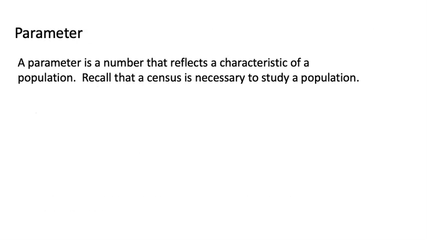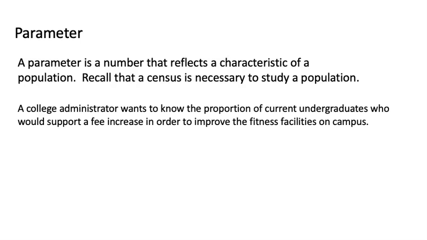All right, what is a parameter? This was mentioned in our discussion on a census. A parameter is a number that reflects a characteristic of the entire population. But the only way we study the entire population is by doing a census, and that is rarely ever practical. So here's our question. The college administrator wants to know the proportion of current undergraduates who support the fee increase for the fitness facilities. So what's our population? Population, everybody we want to study. Population, all current undergraduates. The number we want to know is the proportion of all current undergraduates who support that fee.